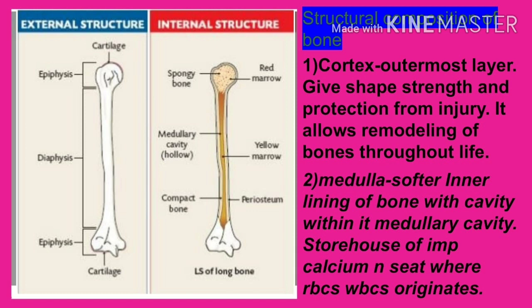And medulla is the softer inner lining of bone. Look at the picture. You can see medulla here, softer inner lining of bone with cavity. Within it, the medullary cavity is a storehouse of important calcium and the seat where RBCs, WBCs originate. Always remember, medulla is a storehouse of important calcium and the seat where RBCs, WBCs originate.